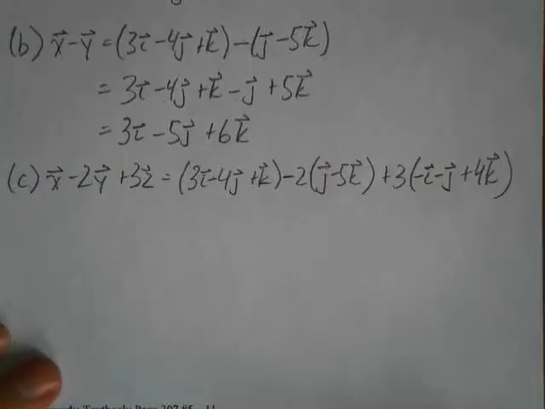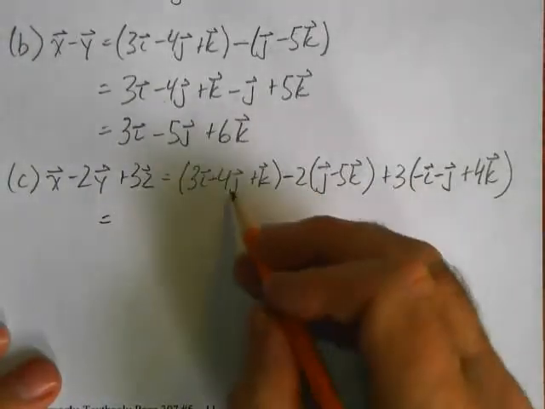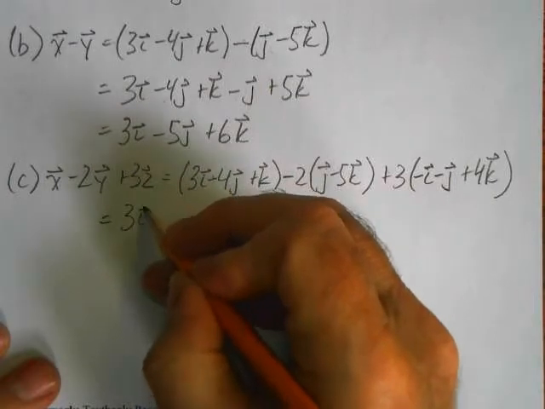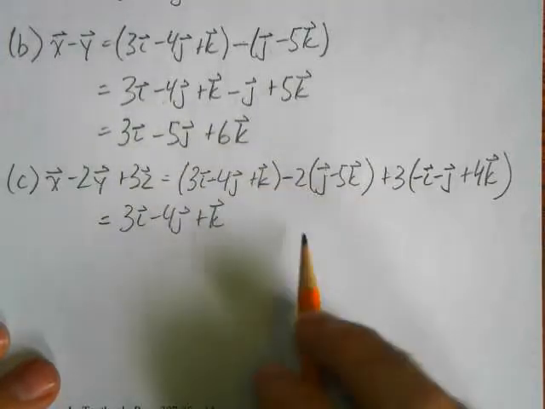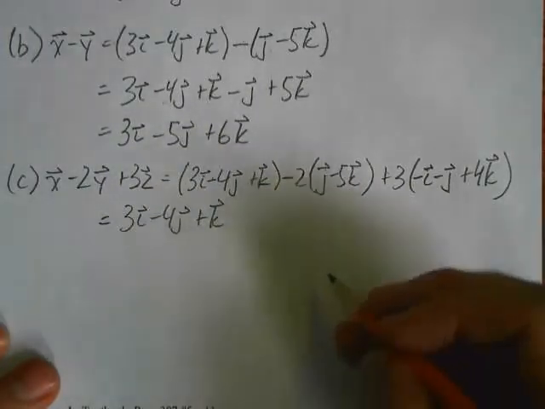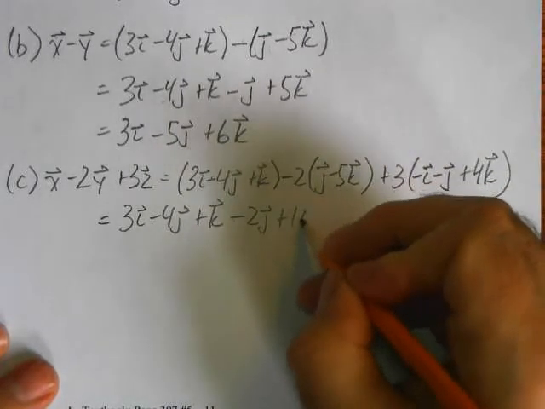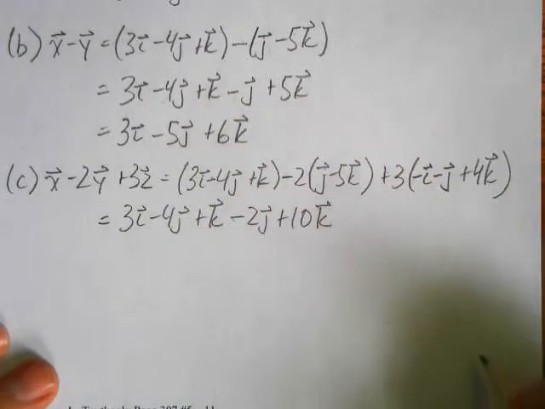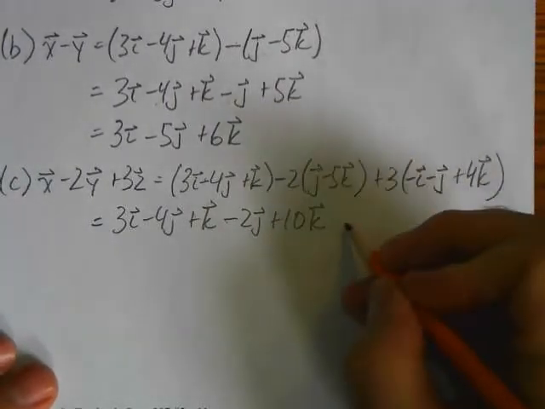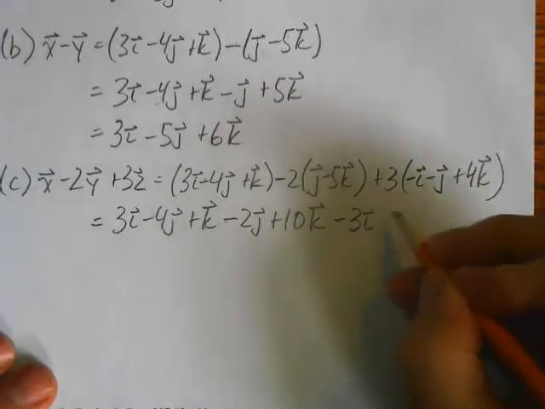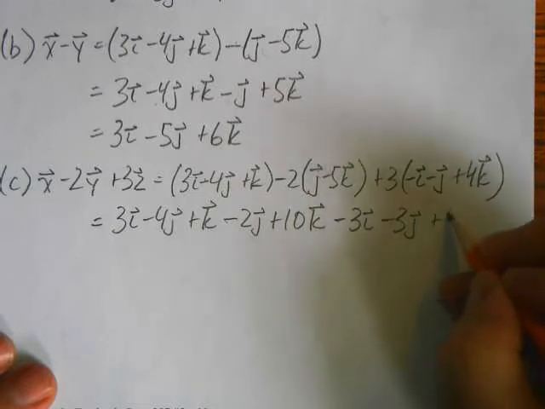Okay, so first thing we'll expand using the distributive property. So the first one, no change. And now I'm multiplying these two vectors by negative 2, so I get negative 2j plus 10k. And then multiply this set of vectors each by 3. So I get negative 3i, negative 3j, and plus 12k.